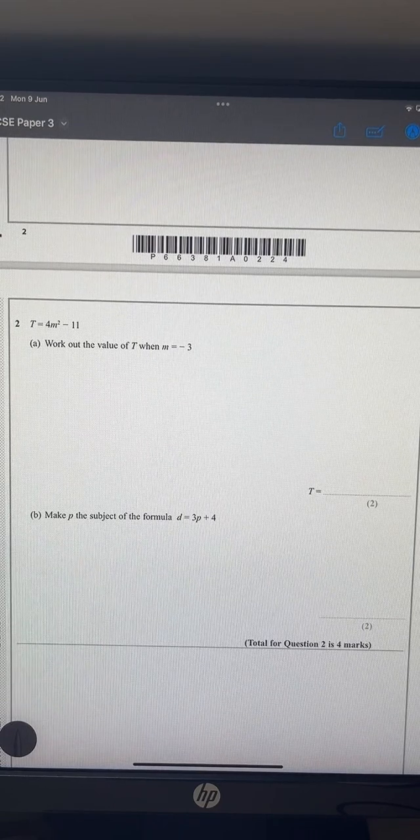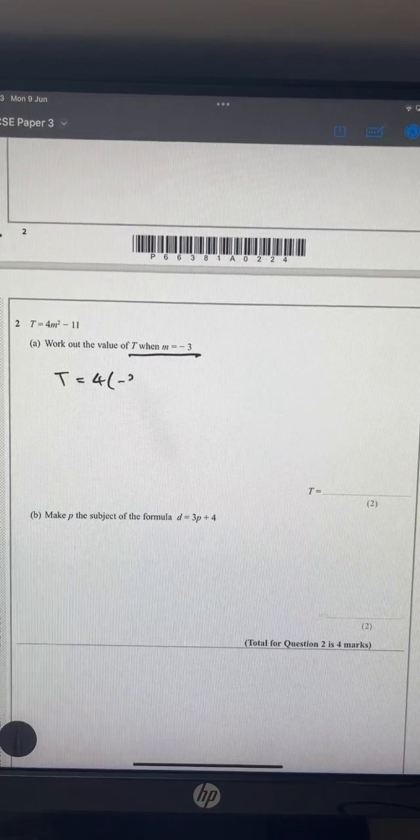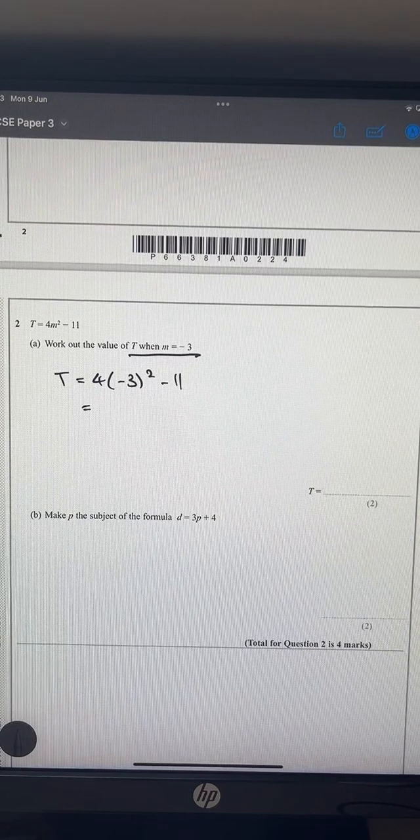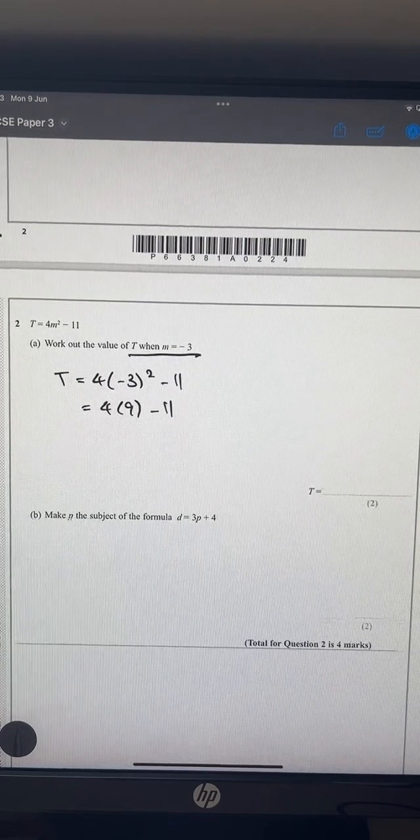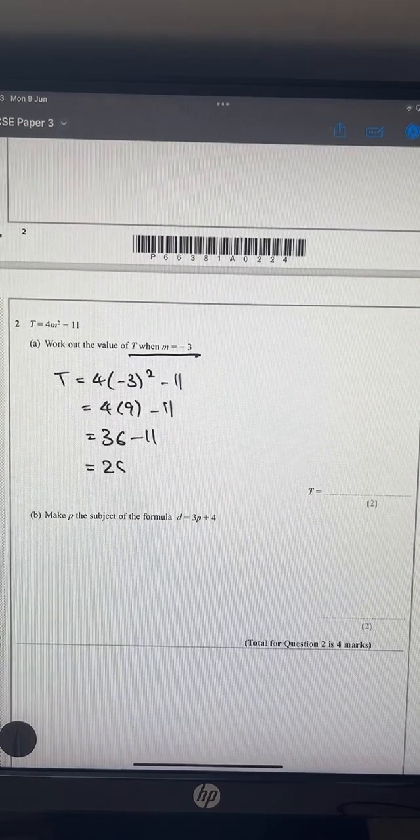So work out the value of t when m equals negative 3. So nice simple substitution. Write out t equals 4, then when you see an m, put a negative 3 squared minus 11. And this can even be worked out without a calculator, but it's important to remember you're squaring the negative part too. So that means it becomes positive. So 4 times negative 3 squared is 4 times 9 minus 11, which is equal to 36, subtract 11, which is just equal to 25.